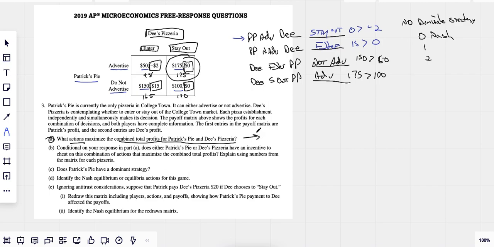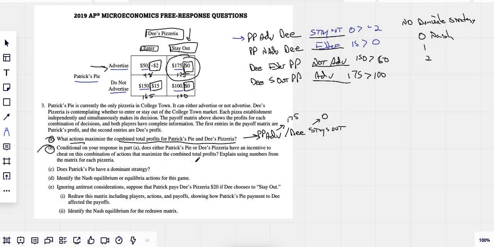So we would say that Patrick Pie advertises while D stays out. Patrick's Pie would advertise while D stays out. And we can see that Patrick Pie's profit would be 175, whereas D's would be 0. But that's better than -2, so... and that's what they're asking for B.